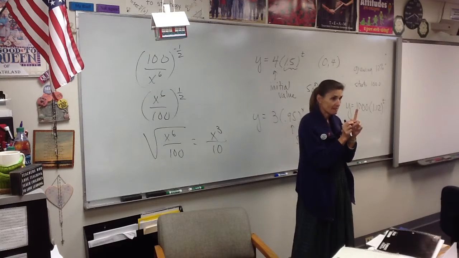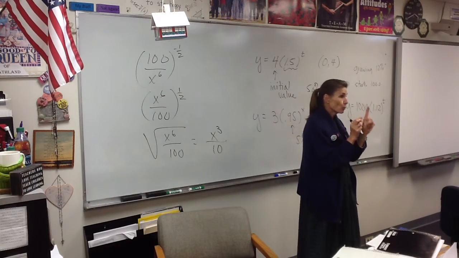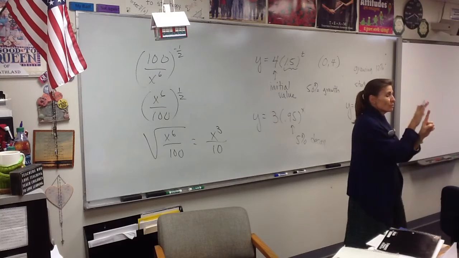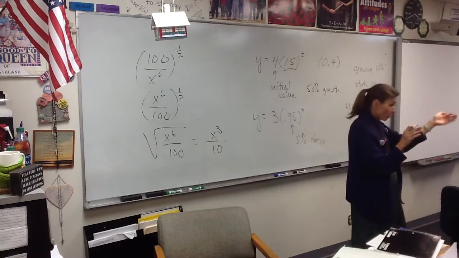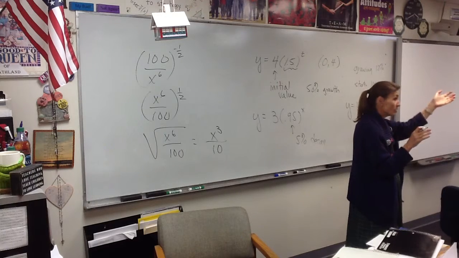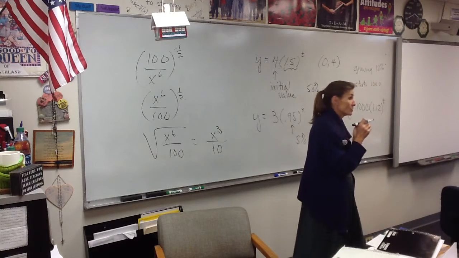1 is the key. Let's say that again. If you're growth, you're more than 1. If you're decay, you are less than 1. The amount that you're more than 1 is your growth. The amount that you're less than 1 is your decay.